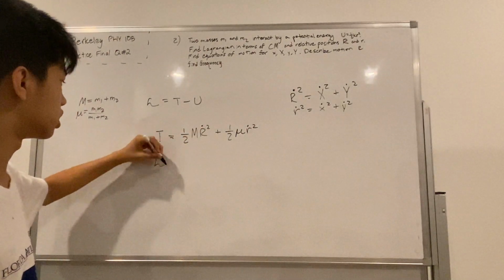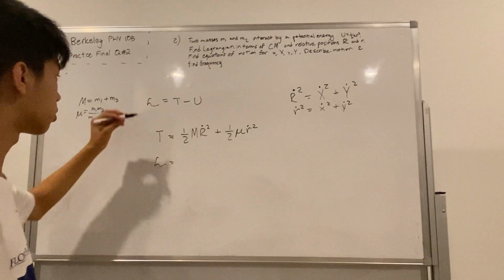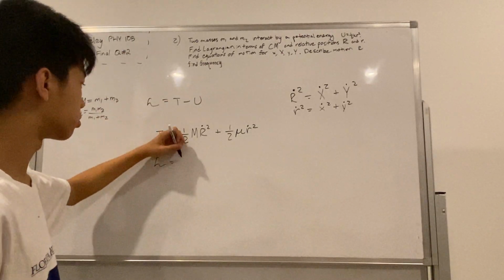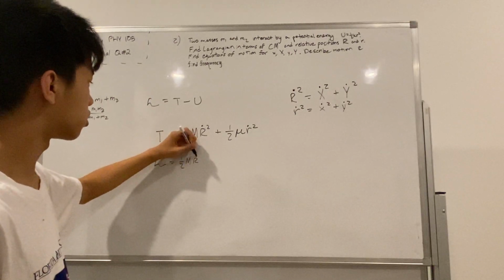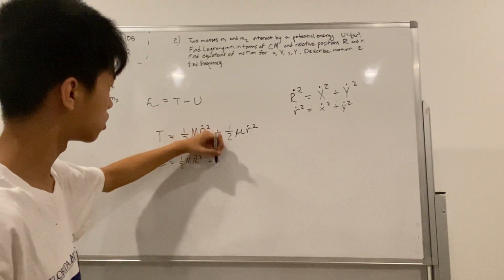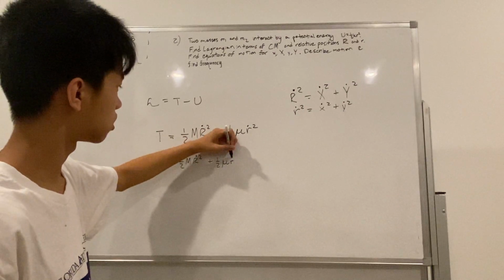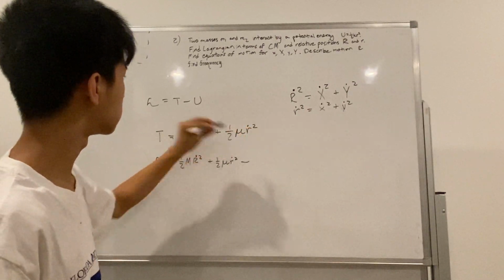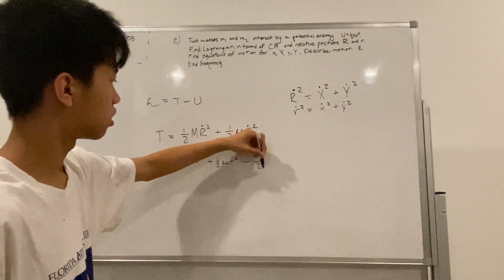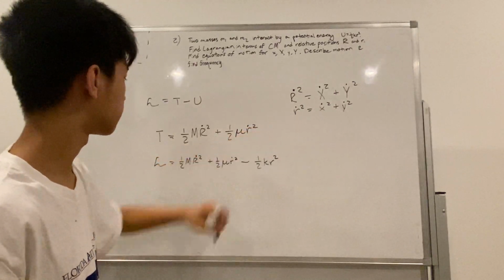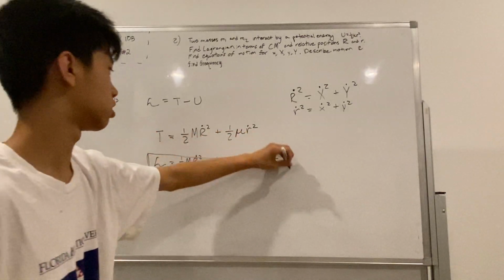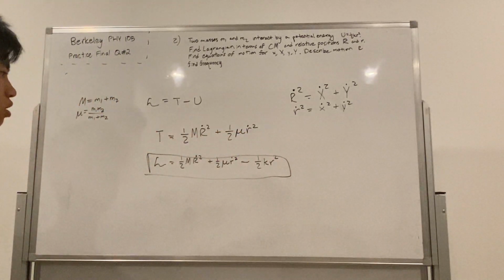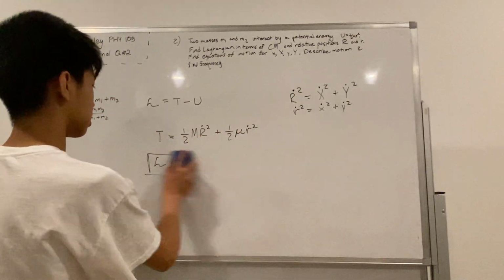But for now we can just solve for the Lagrangian in terms of r. So we know L is T minus U, so we have whatever we have in this T term, minus 1/2 kr squared. And then we're done with the first part of the problem. Okay, I kind of crossed that out. Let me rewrite that.